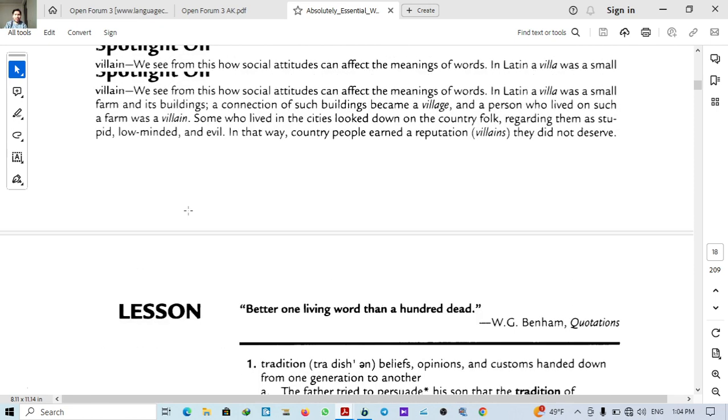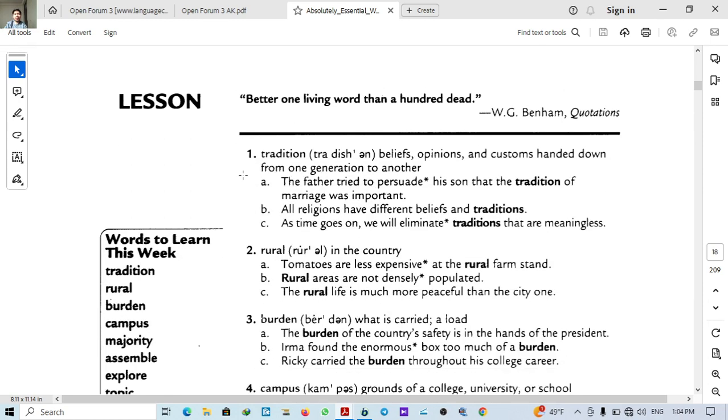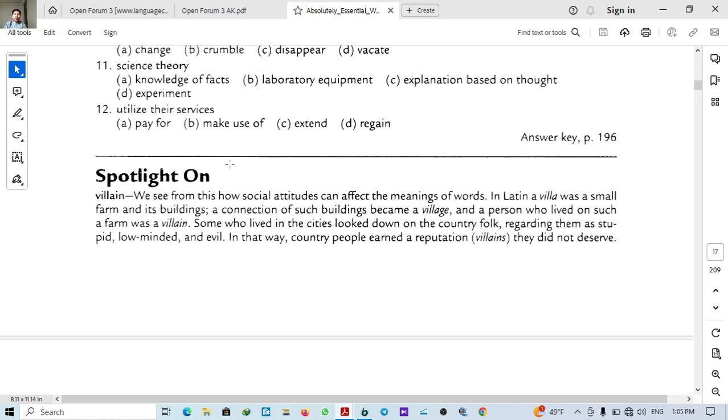Down here, you have got a Spotlight, some extra information about a particular word. For example, here, villain has been described by the author, and the author has talked about the history and etymology of this word: who created it, what exact date it was created, in what context, and who used it for the first time. So all the etymological or historical information about the word villain has been presented by the author in the Spotlight. So here we stop. Now we are moving to your Open Forum 3.